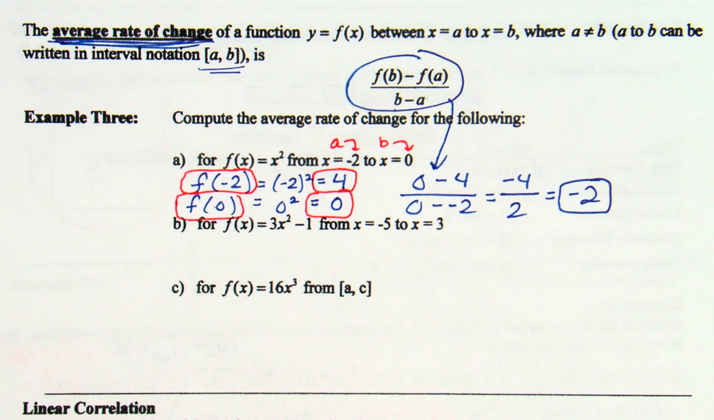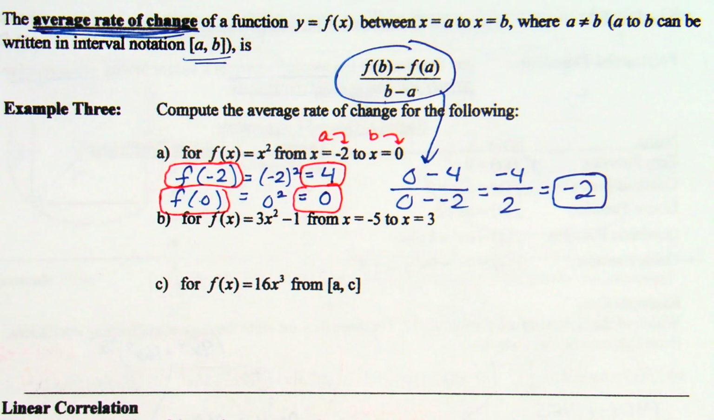Okay, I asked you guys to be working on part B for average rate of change, where we left off yesterday. So, did you guys have any luck? Part B says for f of x equals 3x squared minus 1, so you're given a function, and the interval is from x equals negative 5 to x equals 3. So what is that x equals negative 5 and x equals 3? Those are your a and b values, yes?